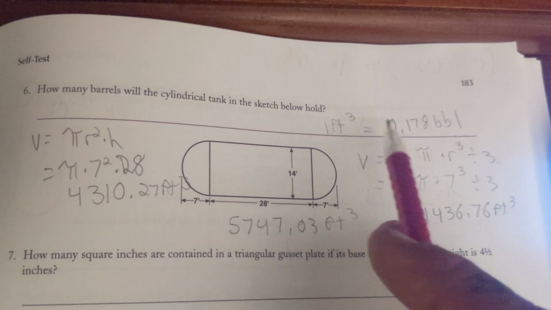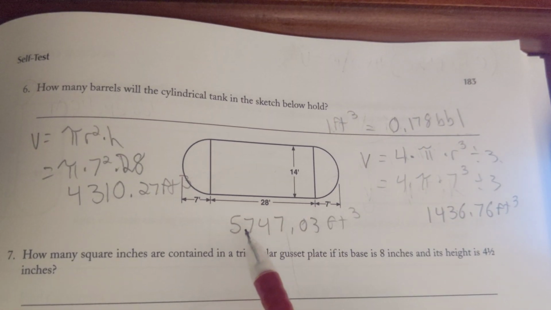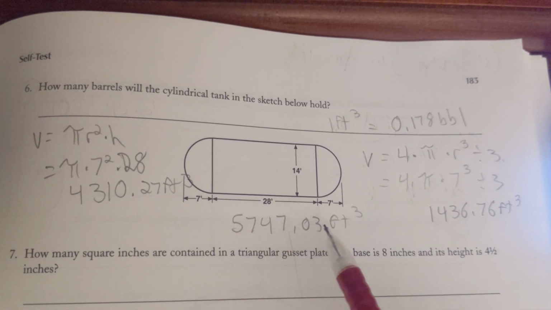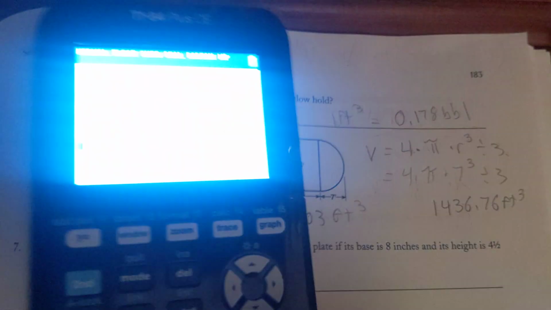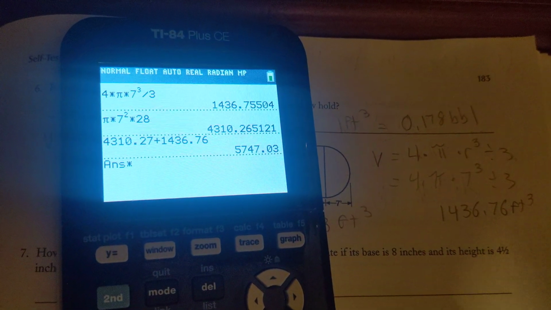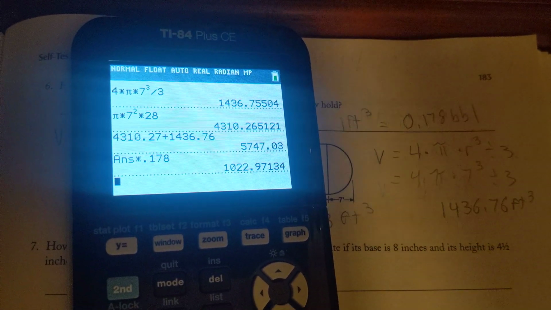Now all we have to do is take this cubic foot and convert it to barrels. For every cubic foot, there's 0.178 barrels. So 5,747.03 cubic feet times 0.178. So we're just going to take that and go times 0.178. That gives us our barrels.